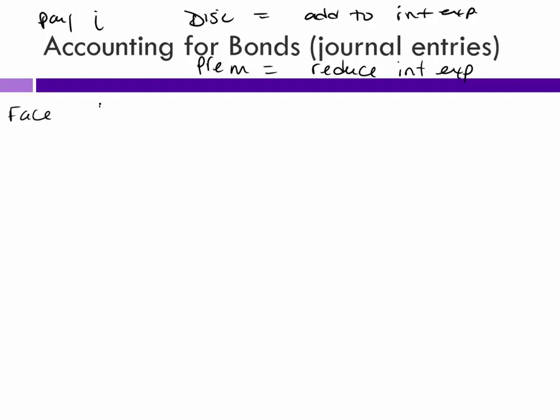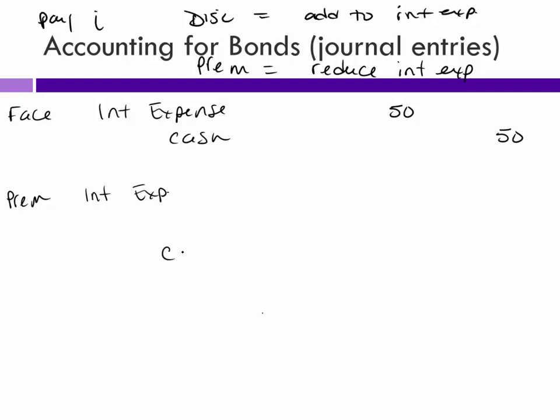When it's time to pay interest, I debit interest expense and I credit cash. Let's pretend it's $50. And those two are the same, and that's fine and dandy, and we're all set. If this bond was issued at a premium, I'll debit interest expense and I'll credit cash, but I get to kind of reduce the cash. So I still have to pay whoever holds the bond. This is based on the stated interest rate. I have to pay them that.